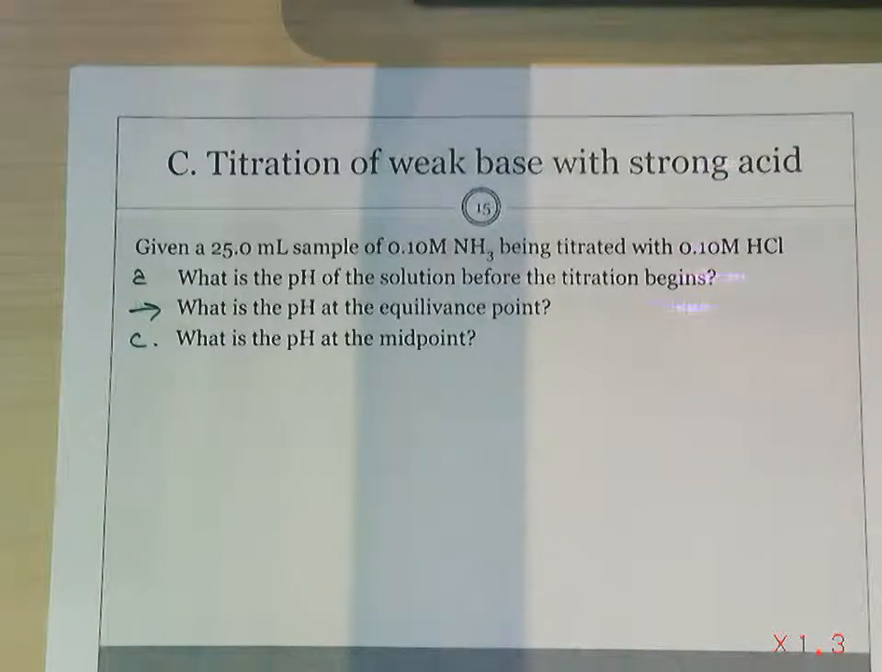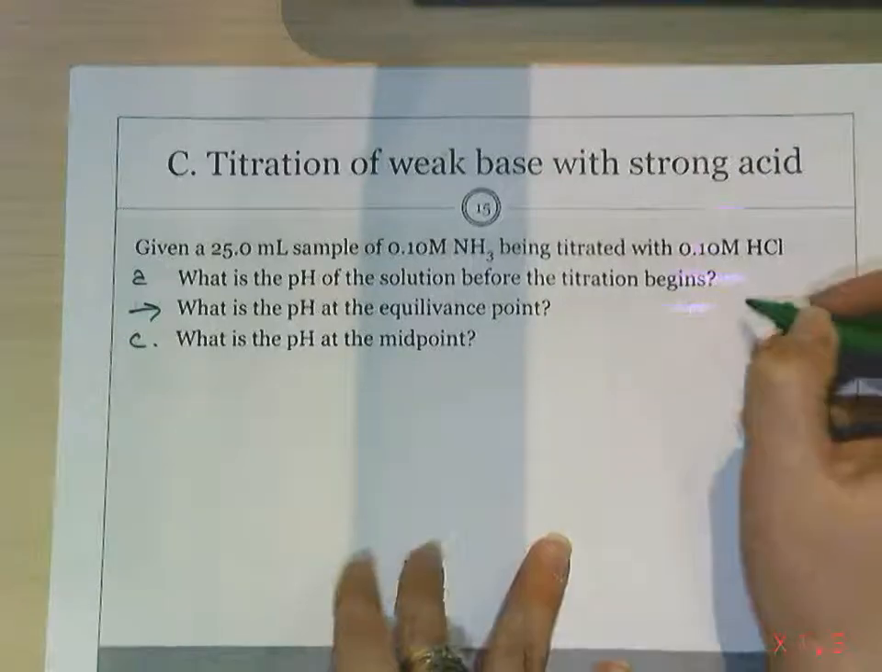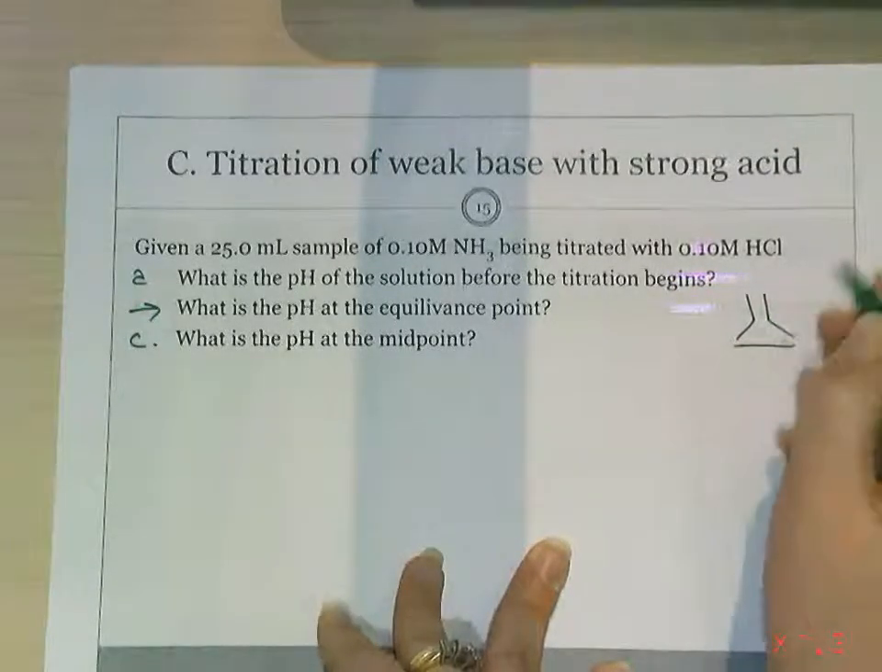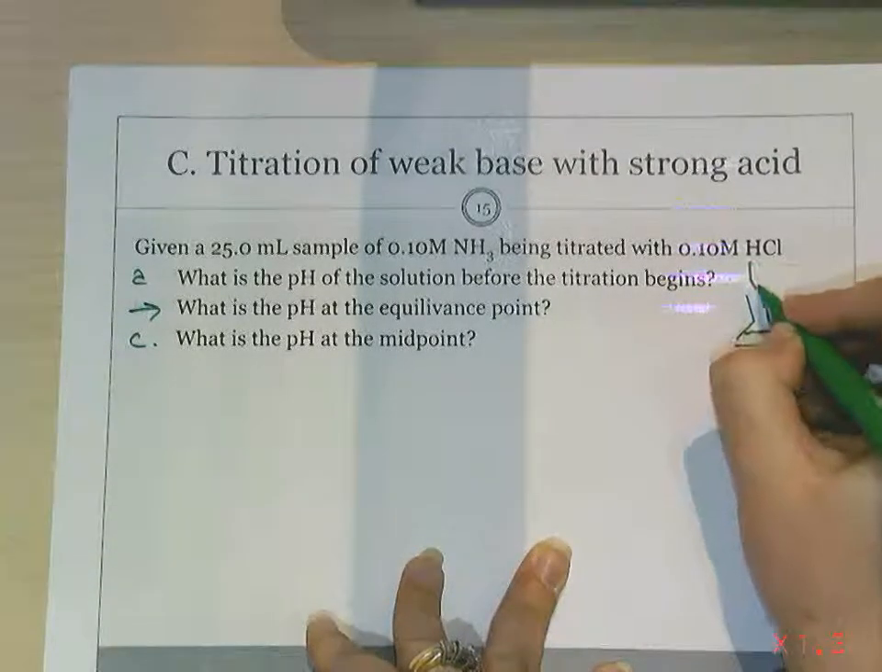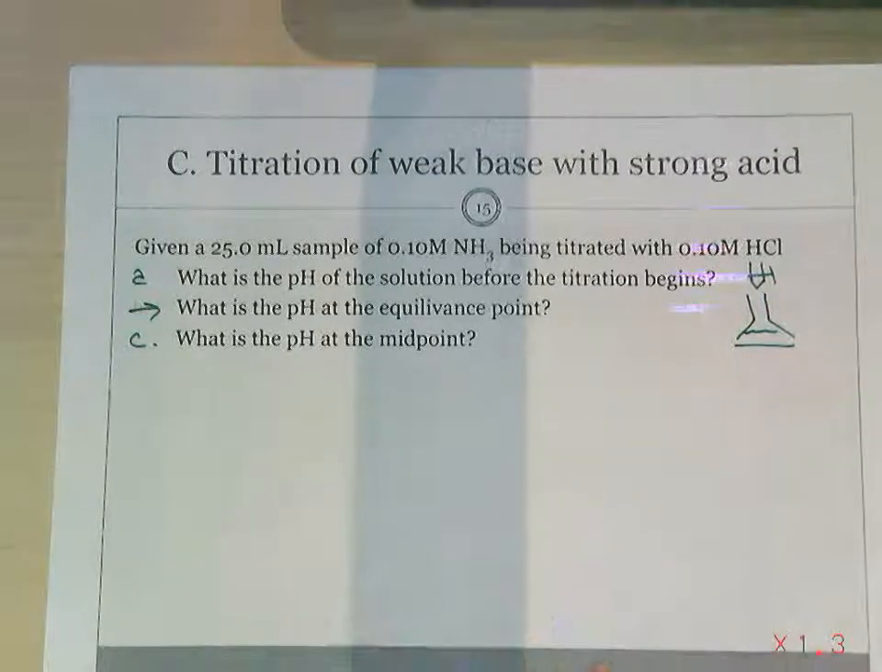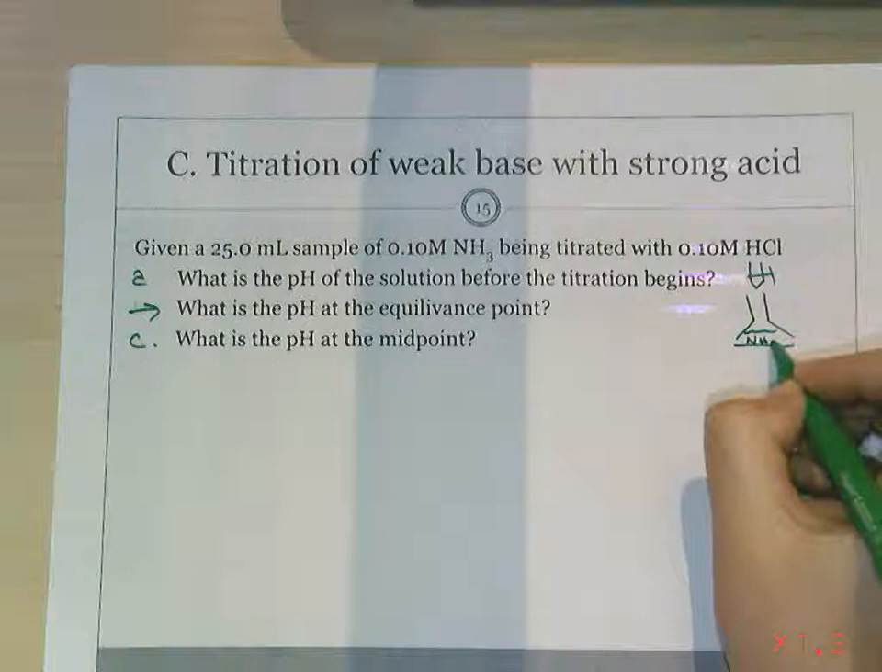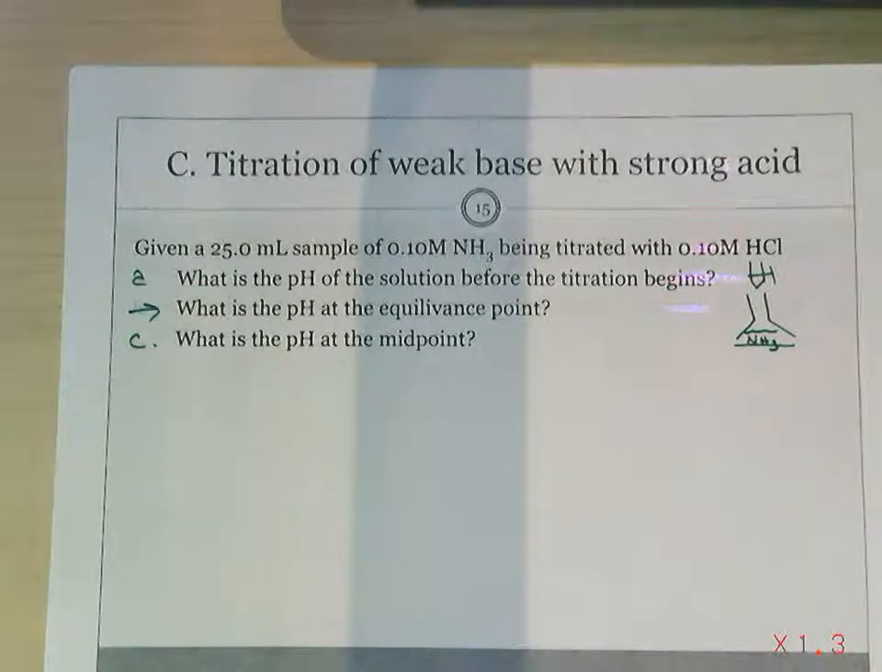So if I think about my sketch, right, there's my Erlenmeyer, here's my burette. Which component is in the Erlenmeyer? The ammonia or the hydrochloric acid? Part of this is reading the problem to figure out which one's in the flask and which one's in the burette. Okay.